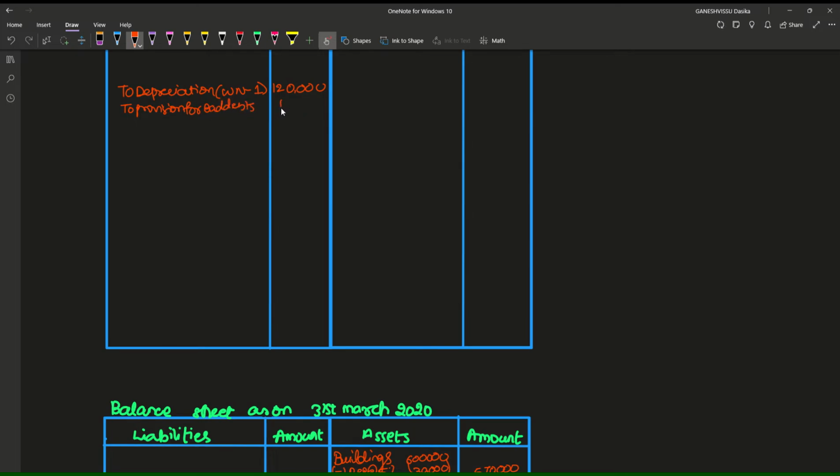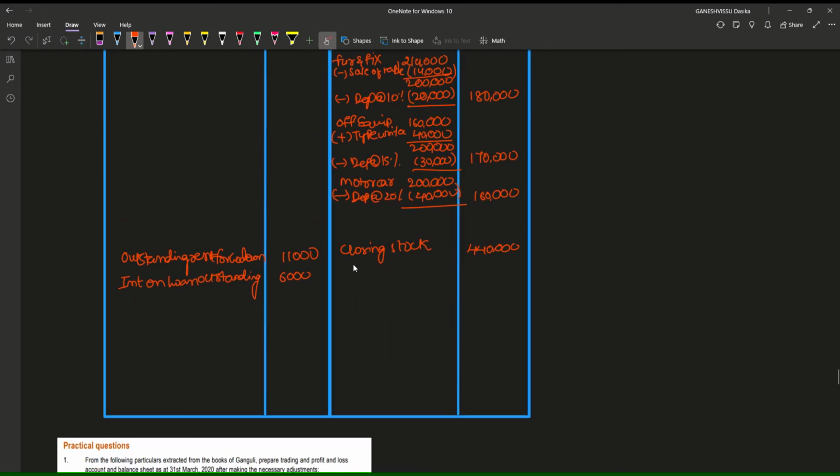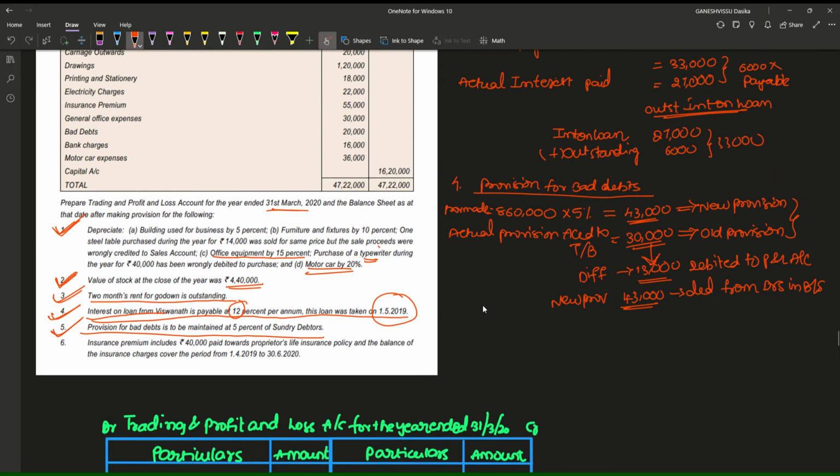By 13,000 rupees, don't write 43,000. And here we can have sundry debtors 8,60,000 and minus provision for bad debts. By 43,000 we need to deduct, right? 8,60,000 minus 43,000 is 8,17,000. This is what we need to write. So we have seen this adjustment completed, right?